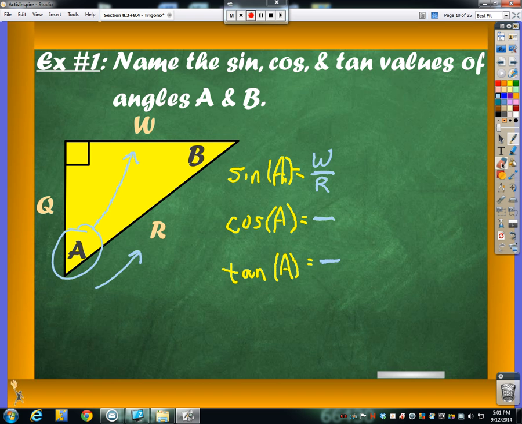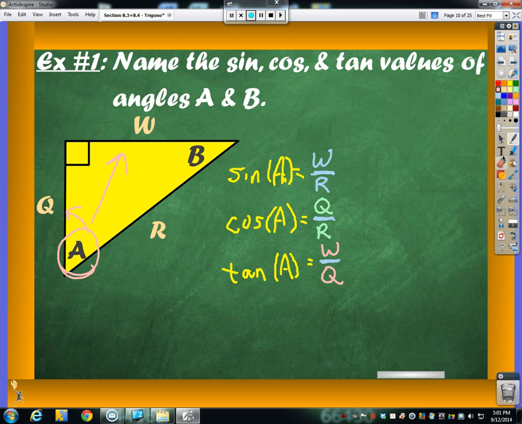All right, cosine. Let's erase this stuff here. Cosine of angle A. The definition was the adjacent side, and it's got to be Q because we already called R the hypotenuse. So the adjacent side is Q, hypotenuse is R. So we're done with cosine. We applied it. And last but not least, the tangent of angle A. Well, the tangent is the opposite, which was W, over the adjacent, which was Q.